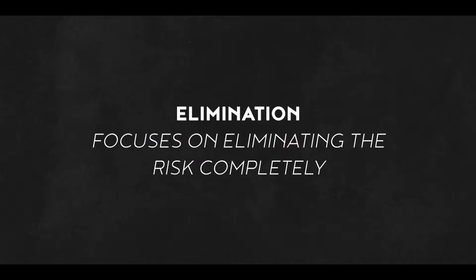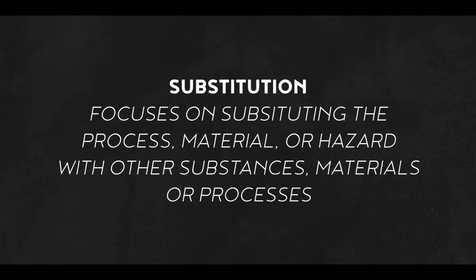Let's quickly run through the hierarchy of control and its pyramid, just to make sure that we cover its concepts effectively. Elimination is focused on eliminating the risk completely, which may include eliminating the hazard or process completely as well. Substitution is focused on substituting the process, the materials, or the hazards completely with other substances, materials, or processes, which may make the work a lot safer. Again, just like with elimination, this isn't always as practical as it can be, as your business may depend on such substances or processes for its effectiveness.